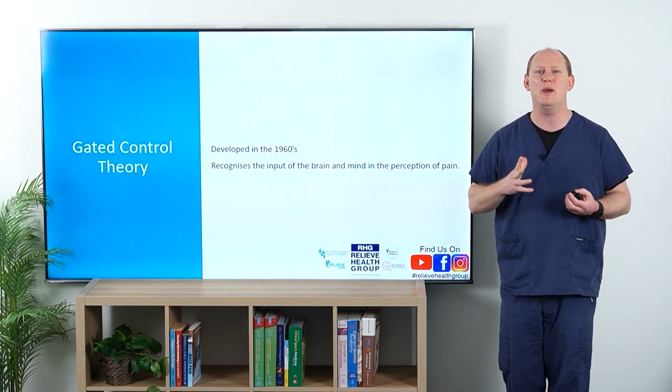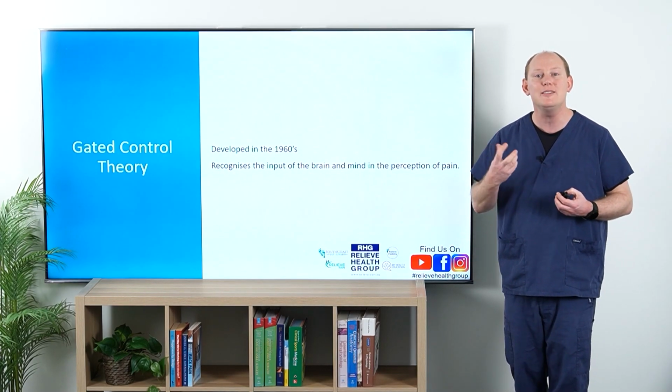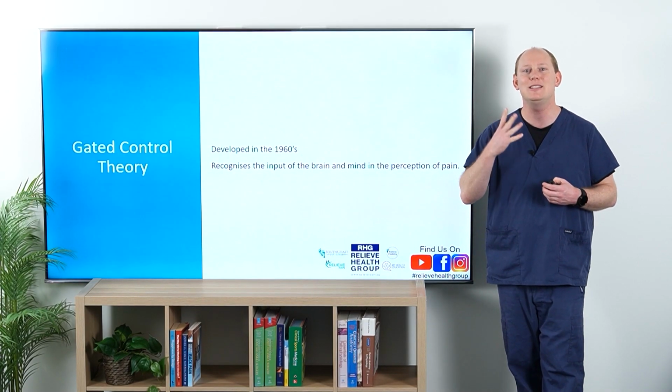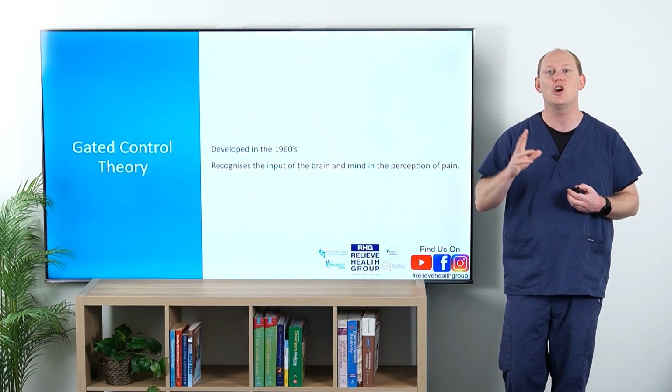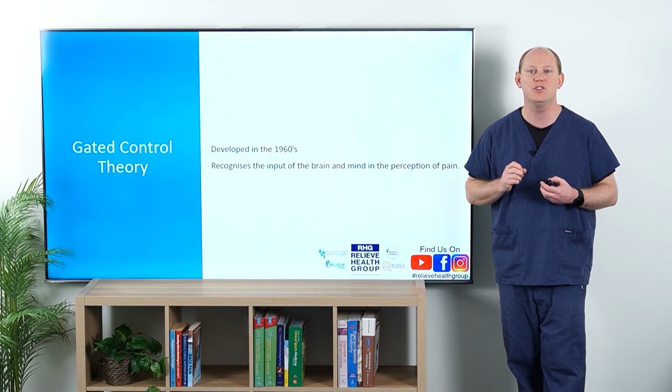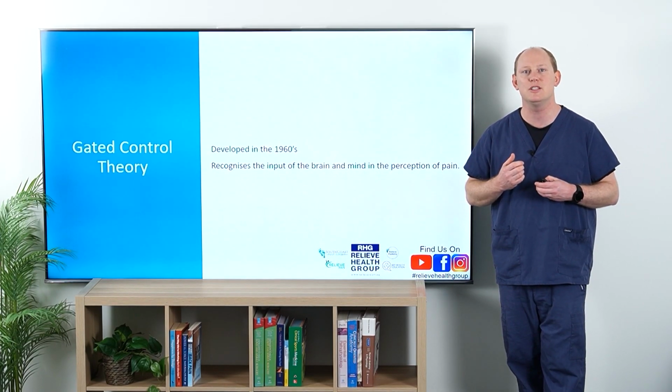Now this model dates back to the 1960s, where we started to recognise the input of the brain and the mind in the perception of pain. It centres on the understanding that pain has a psychological factor, as well as concentrating more on the physiological basis of pain as it interacts with the central and the peripheral nervous system.